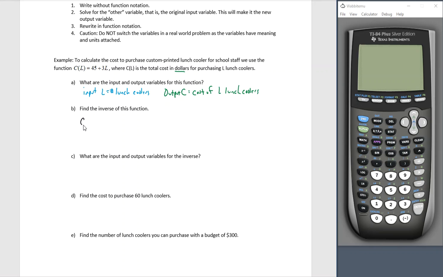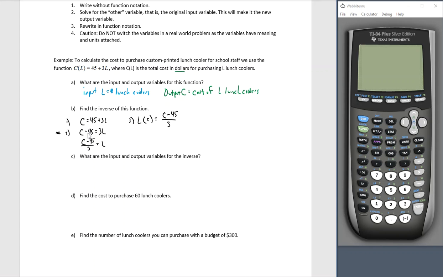Now, to find the inverse of this function, our first step is to write without function notation. So I'll call this C = 45 + 3L. That's step one. Step two is where all the work is, so I'm going to put a little star. This is where all our work happens. We're going to get L by itself. So let's subtract 45 from both sides and then divide by 3, dividing this entire side by 3. Step 3, now we'll rewrite in function notation. So now L is a function of C, and that function is defined by L(C) = (C - 45)/3.